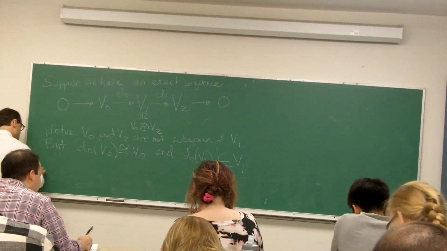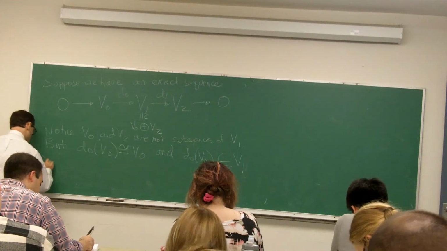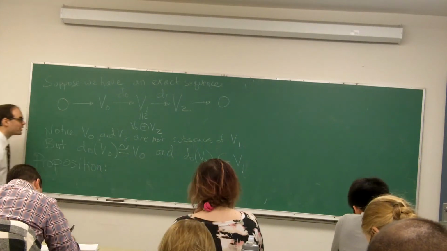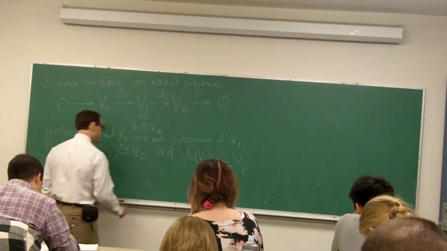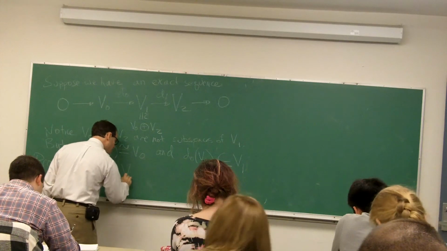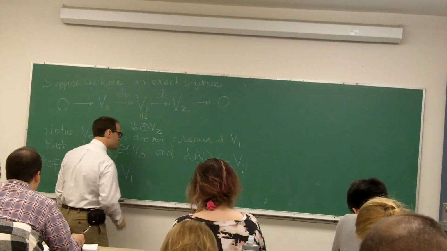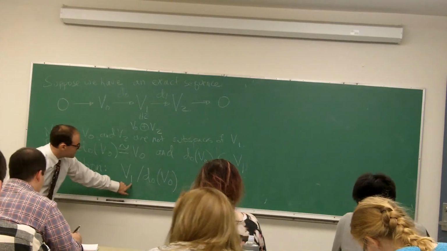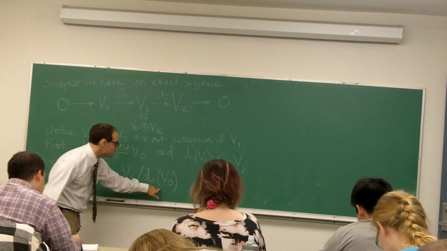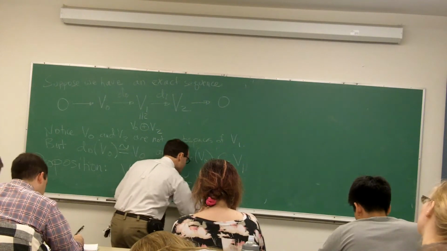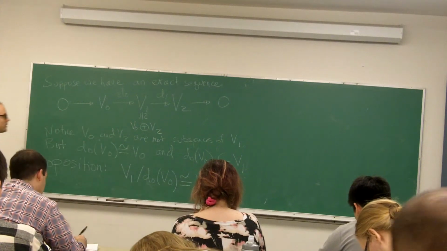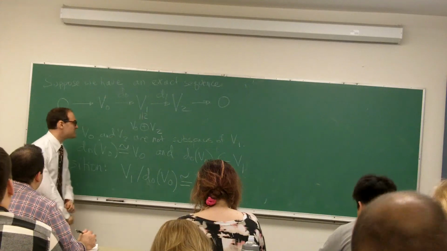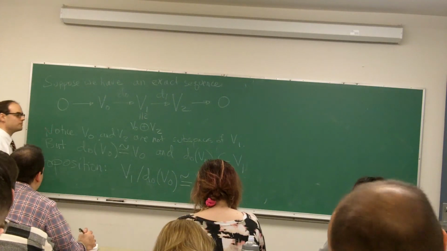In this particular situation, the proposition is then that if I form the quotient that I defined last time, and we'll revisit that definition in a moment, if I form this quotient of a vector space and a subspace of that vector space, I get isomorphically the same thing, V2. I get the other part of this picture. And in particular, that's due to this particular decomposition.